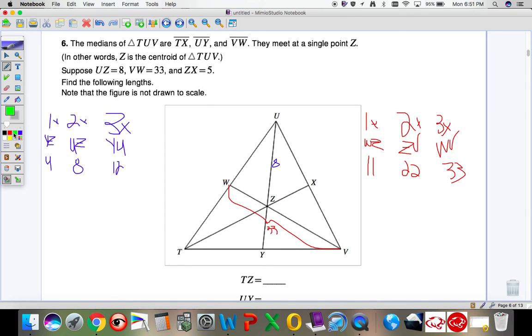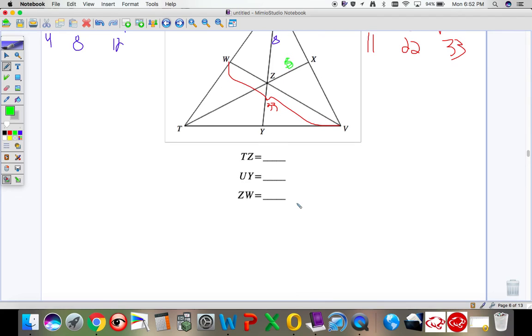You have one more on here, your ZX. So ZX is 5. I'm not going to write this one out because this is your homework. I'm just going to help you with it. But that's a 5, even though it does not look like it. So again, you'll do your 1x, 2x, 3x, and this right here is your 1x. To figure out these pieces, you times it by 2, and the whole thing, you times it by 3. And that will help you answer these questions down here.